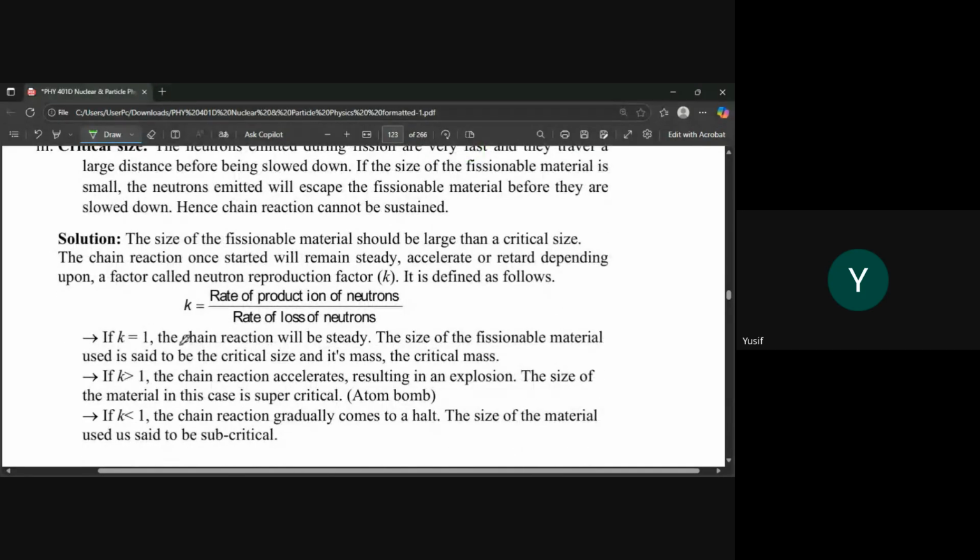Now, if K is equal to 1, the chain reaction will be steady. It means if the rate at which the neutrons are produced is the same as the rate at which the neutrons are lost, the chain reaction will be steady. But if the reproduction factor is greater than 1, then the chain reaction accelerates. It means the chain reaction will be increasing as time goes on. It means the energy produced will be much higher.